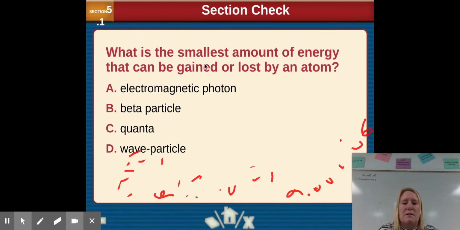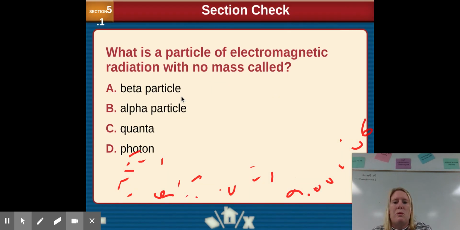What is the smallest amount of energy that can be gained or lost by an atom? Do you know the answer? Hopefully. That's called a quanta or a quantum. And one more question: what is a particle of electromagnetic radiation with no mass called? That is called a photon.